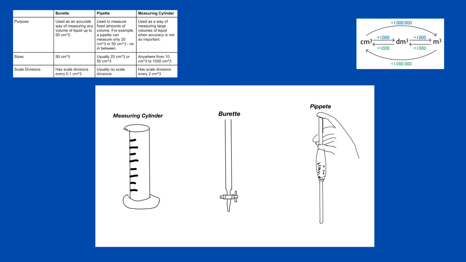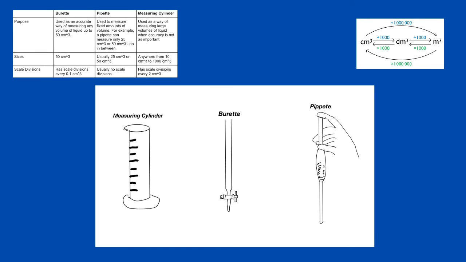The purpose for each of these apparatus varies. A burette is used as an accurate way of measuring any volume of liquid up to 50 centimeters cubed. A pipette is used to measure fixed amounts of volume. For example, a pipette can measure only 25 centimeters cubed or 50 centimeters cubed, no in between. A measuring cylinder is used as a way of measuring large volumes of liquid when accuracy is not as important.